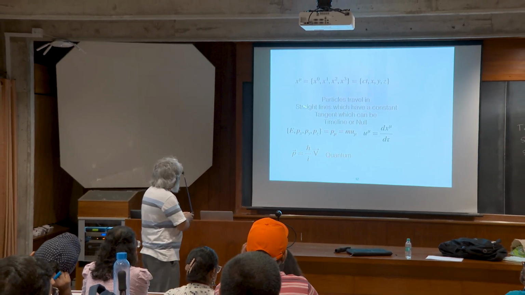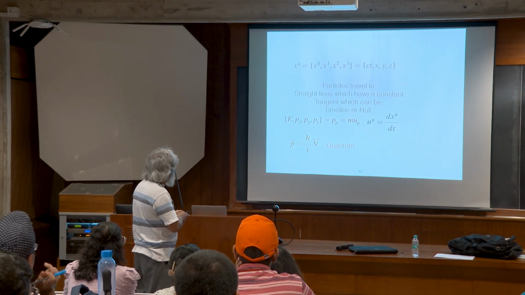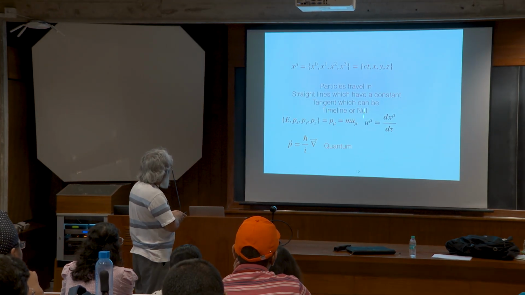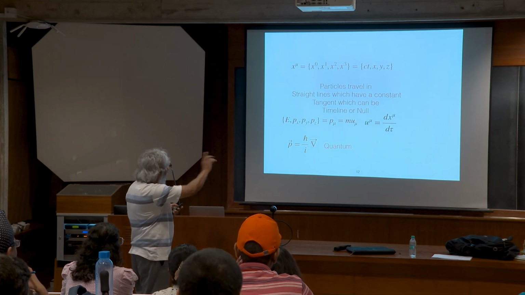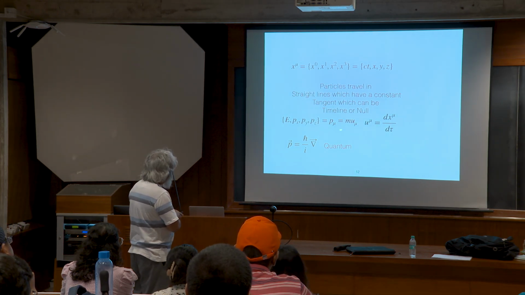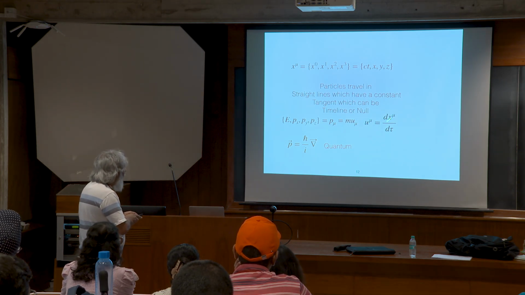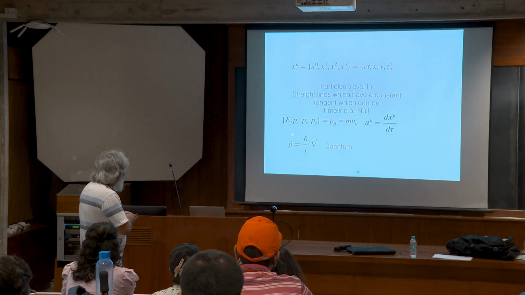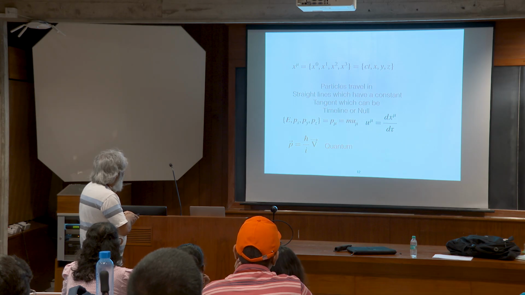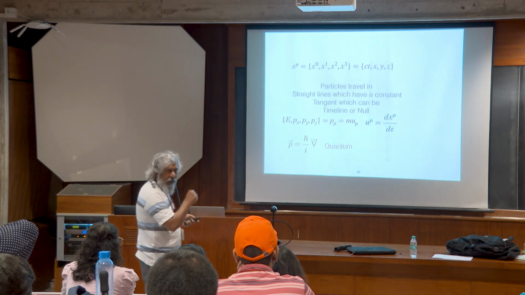So in Minkowski space, for example, if you use Cartesian coordinates, you get x mu looking like this. Particles travel in straight lines which have a constant tangent, which can be time-like or null. And if you apply a force, you get a curved line. But a small piece of it can be thought of as flat. And this is just saying that just as time and space transform in a certain way, you also have the idea that momentum transforms in a very similar way. And that relation comes from, you can use quantum mechanics to motivate it, because time and energy are conjugate, and momentum and position are conjugate variables.